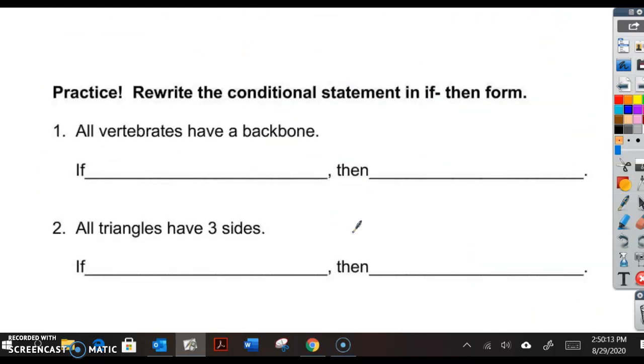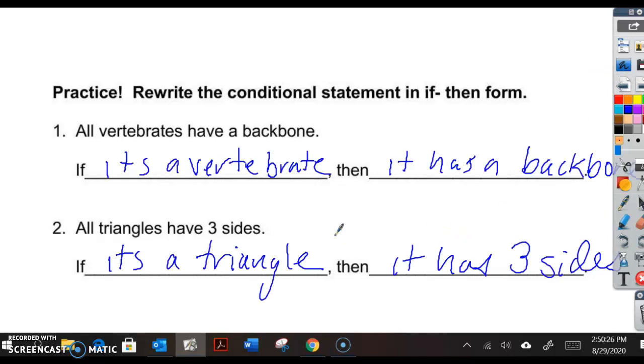So we're going to rewrite the conditional statement into if-then form. So go ahead and try that. Press pause. And after you've finished, come back and let's see if you have the right answers. You might have used a different word, but I used the word it. So if it is a vertebrate, you could add the word animal, or whatever, then it has a backbone.